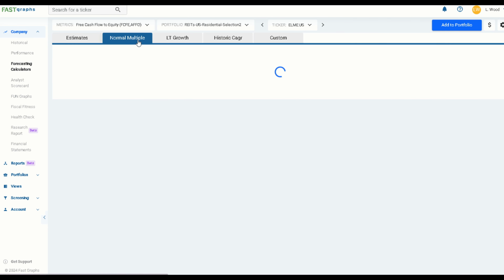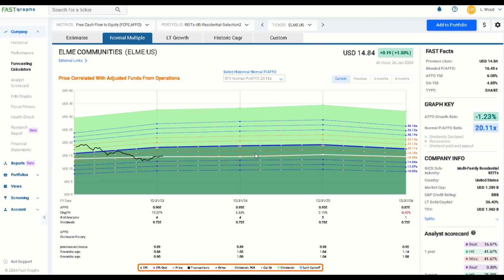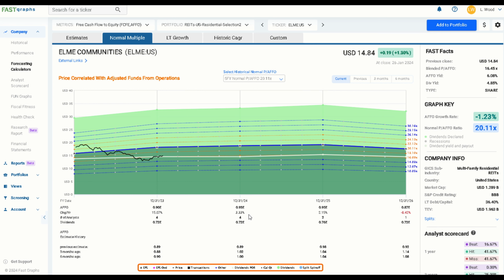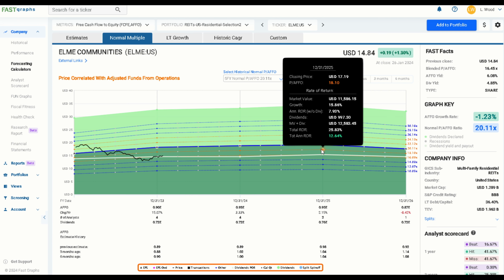Forecasting calculators. So if you're looking at the normal multiple here, again, it looks like it could be going up, but this long-term trend appears to be fairly weak. We can see quite a bit of weakness here in the last 6 months in terms of the AFFO estimates being revised downwards by the analysts. So it's quite possible that these could revise downwards further.